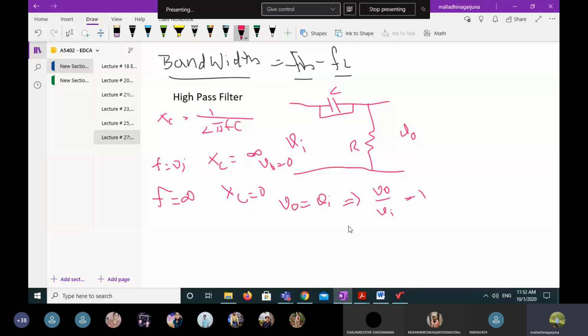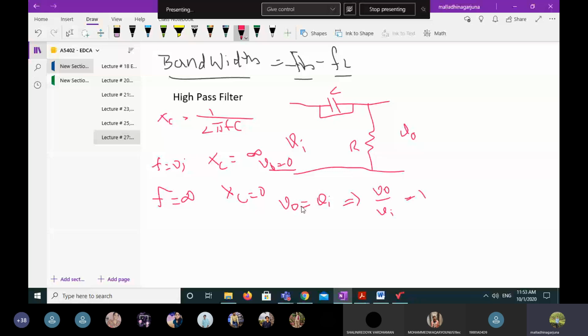At 0 frequency, the gain is 0. Why? Because the output voltage is 0, and 0 divided by the input voltage Vi becomes 0, right? So at 0 frequency, gain is 0. At infinite frequency, the gain is 1.